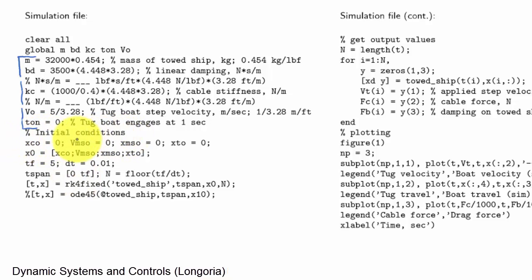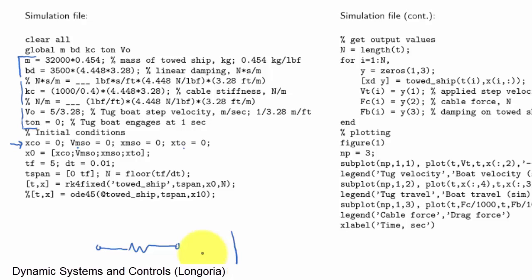Setting up the initial conditions. I'm starting at 0 position, 0 velocity, 0 position of the mass, and for the tugboat. Right? Sorry, this first one here is for these. We're assuming that the cable starts just slack. There's no force in it.